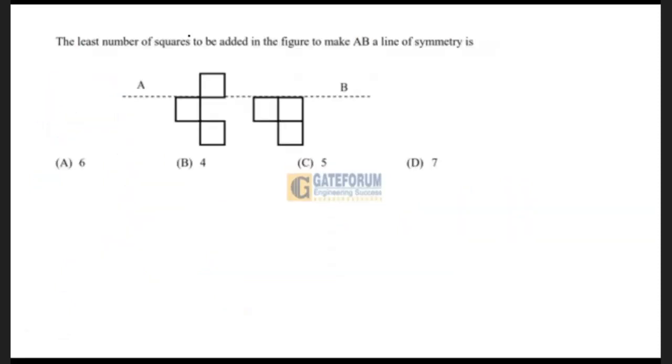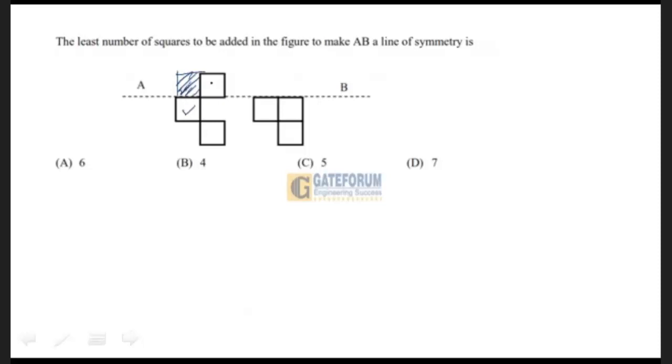The next one is equally simple. Just be careful you don't make silly mistakes. The least number of squares to be added in the figure to make AB a line of symmetry is what? Okay, so the squares on both sides must be the same. So the first square that I will manufacture is this one. This will take care of this.